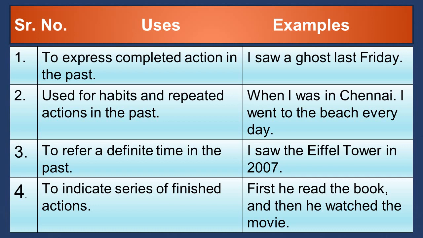Number 1, used to express a completed action in the past. For example, I saw a ghost last Friday. Number 2, used for habits and repeated actions in the past. When I was in Chennai, I went to the beach every day. To refer to a definite time in the past: I saw the Eiffel Tower in 2007.